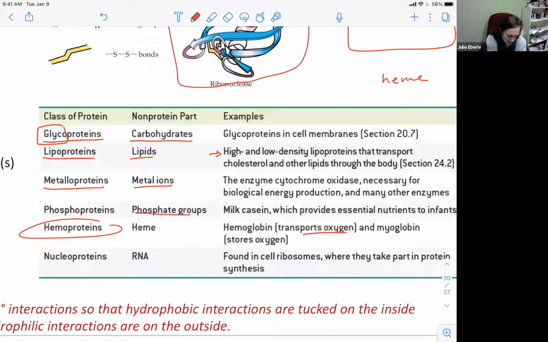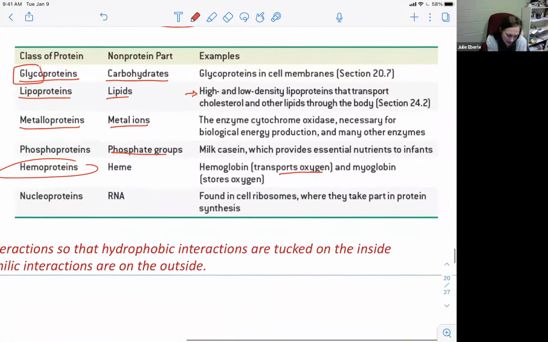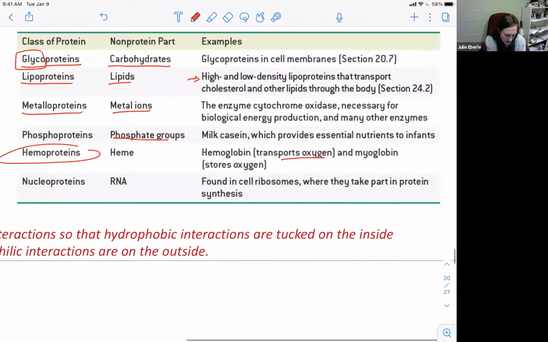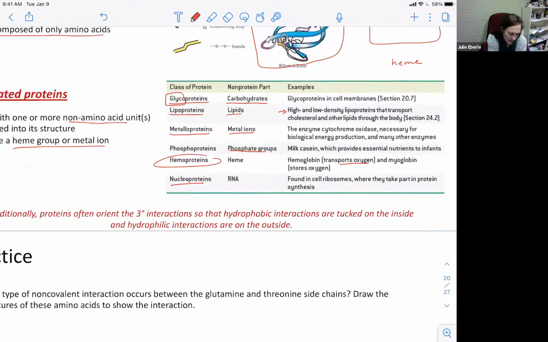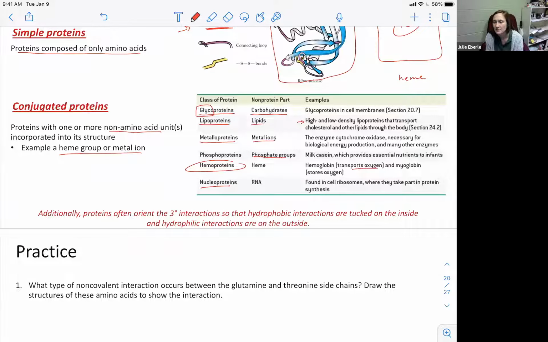Phosphoproteins have phosphate groups. Hemoproteins have heme groups. Okay, these are important for, like I said, storing oxygen. And then you have nucleoproteins, which have different pieces of RNA tucked in there. So I just wanted to introduce this idea that you can have conjugated proteins and other pieces that are there for a reason for the protein to function.